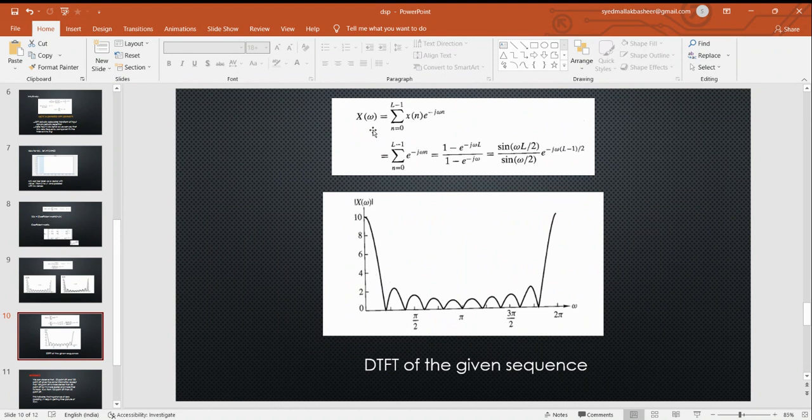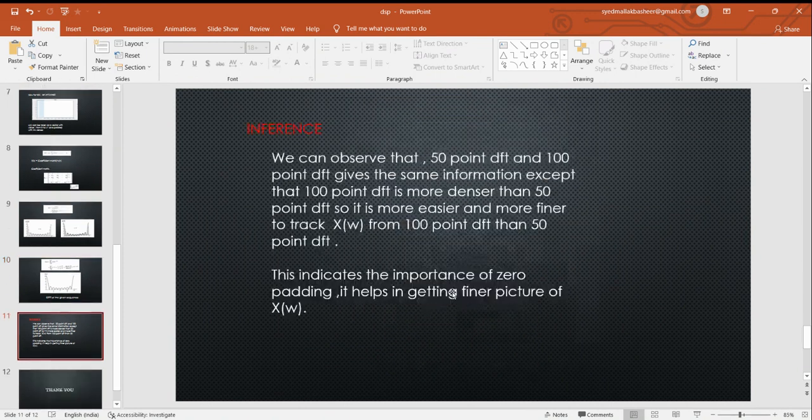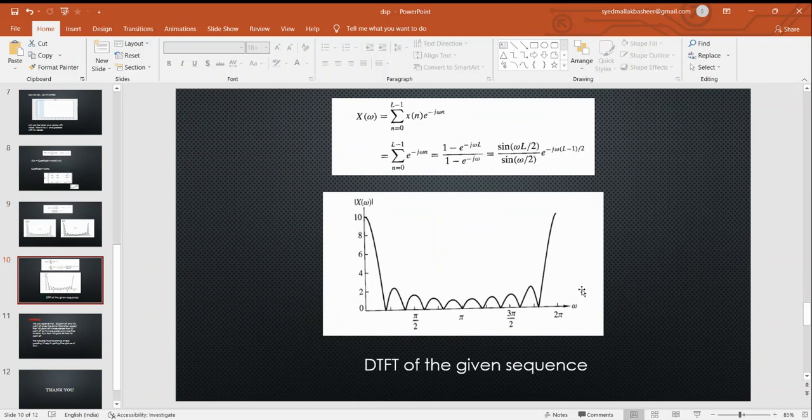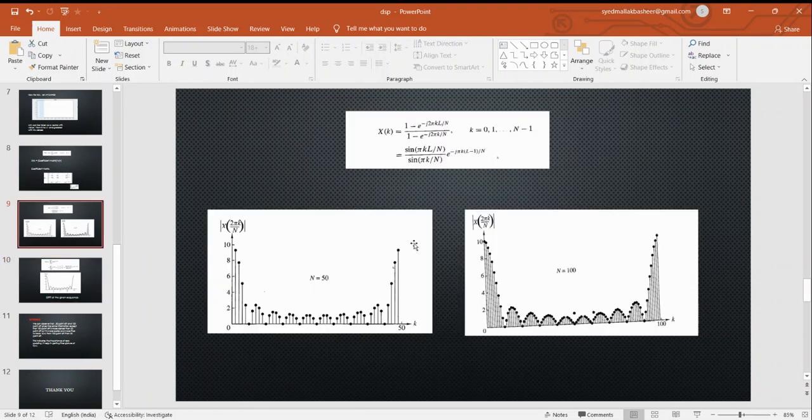And if we calculate X of omega from the DTFT expression, we will get X of omega as this spectrum, magnitude of X of omega. We can see that 50 point DFT and 100 point DFT give the same information, except that 100 point DFT is denser than 50 point DFT. So it is easier and finer to track X of omega from 100 point DFT than 50 point DFT. We can see that the spectrum for N equal to 100 is closer to magnitude of X of omega than the transform for N equal to 50.